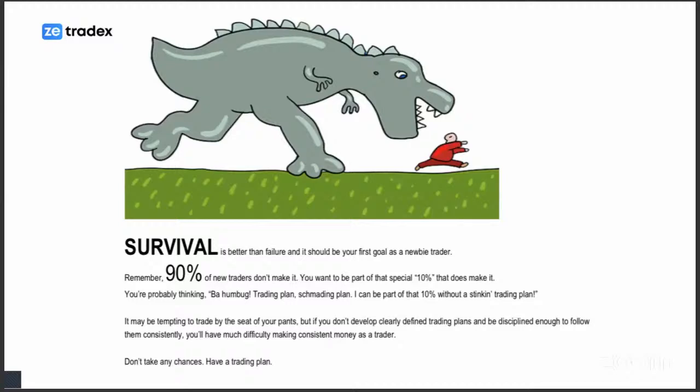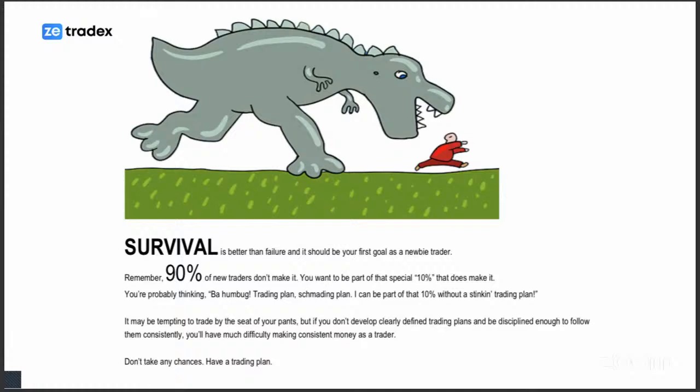Survival. Now, survival is better than failure, and it should be your first goal as a newbie trader. 10% of new traders don't make it. You want to be part of that special 10% that does make it.